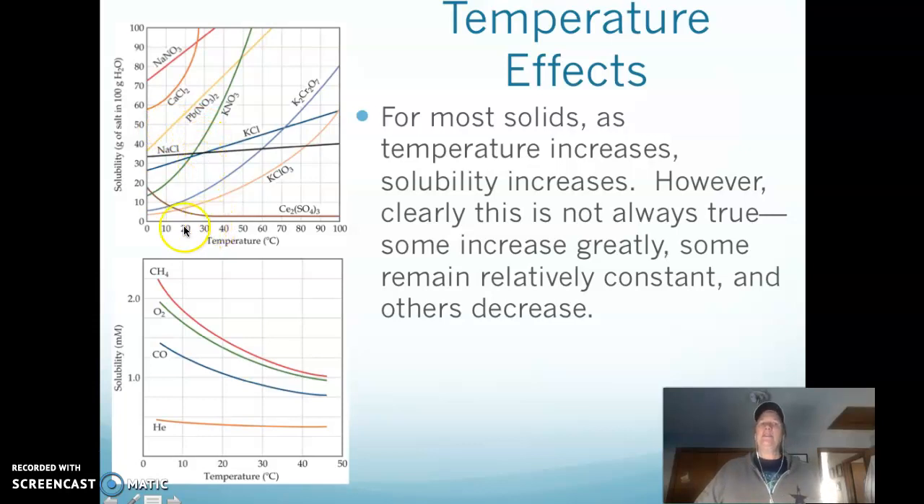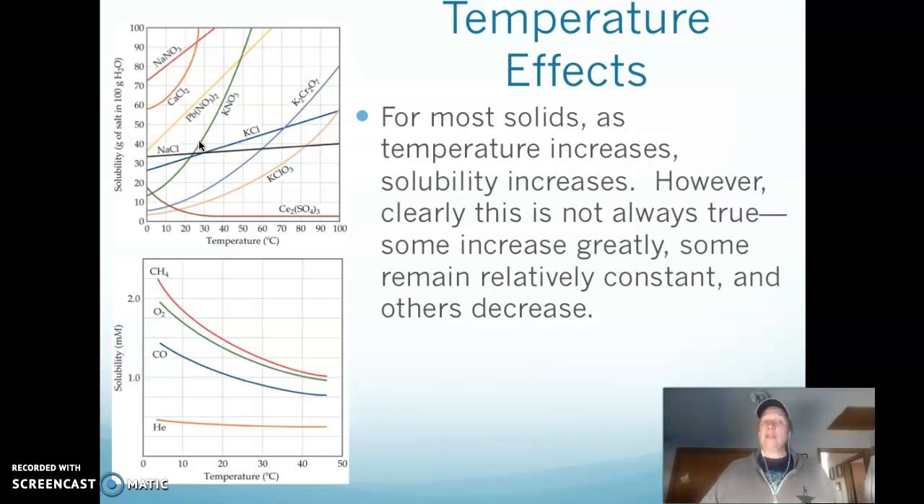Up until this point, from 0 to 40 grams at 25 degrees, my solution is unsaturated. I can add more and it'll dissolve. Once I get above that level, here I'm at 25 degrees, I've reached my 40 grams. It's about there. If I add more than 40 grams, and the water's still 25 degrees, now my solution is saturated. It's not going to dissolve.